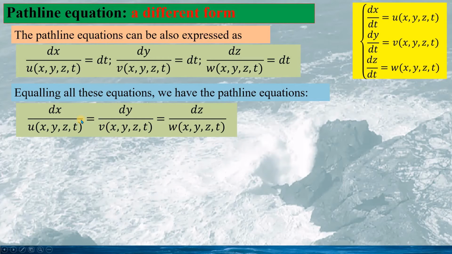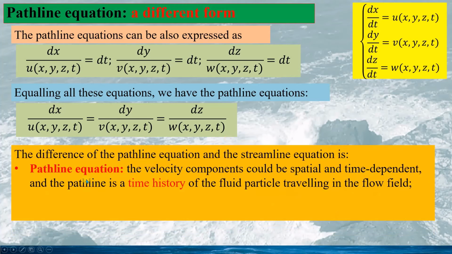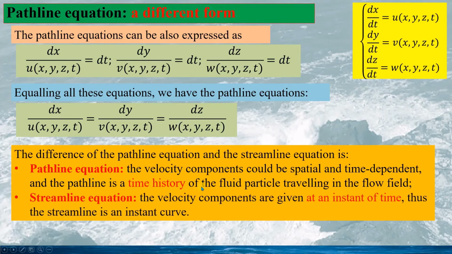This is very similar in form to the streamline equation. The difference is that in the pathline equation, the velocity components, see here, are spatially and time dependent. The pathline itself is the time history of the fluid particle traveling in the flow field. In the streamline equation, the velocity components are given at an instant of time. Thus, the streamline is an instant curve.